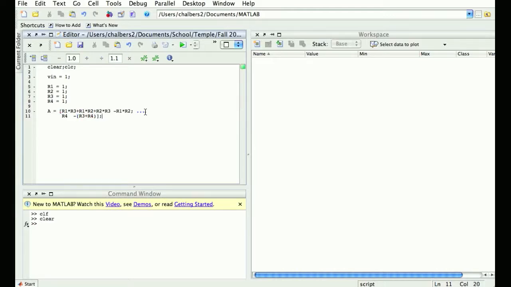My B matrix is going to be R2, R3, V in, R2, R3, V in, and 0. And finally, I'm just going to say X equals A back divide B. Display X. I'll post this code online. Okay, so here's my answer. Done.